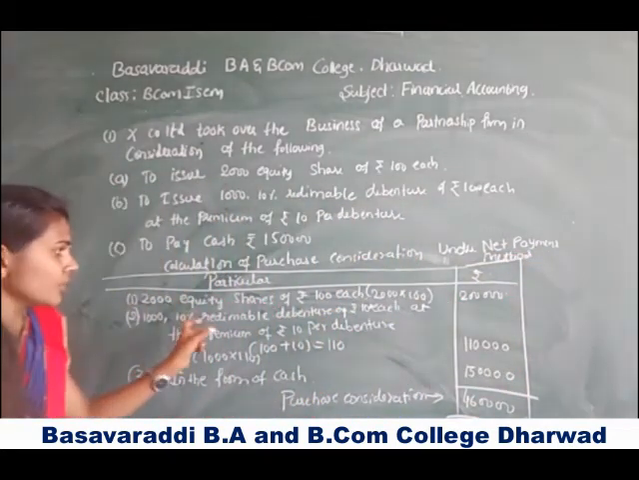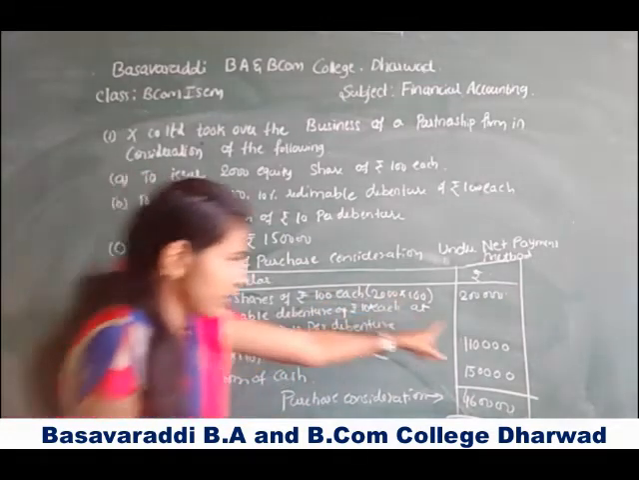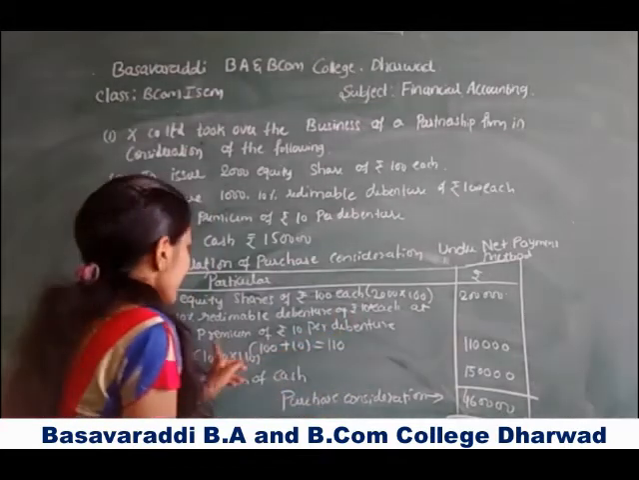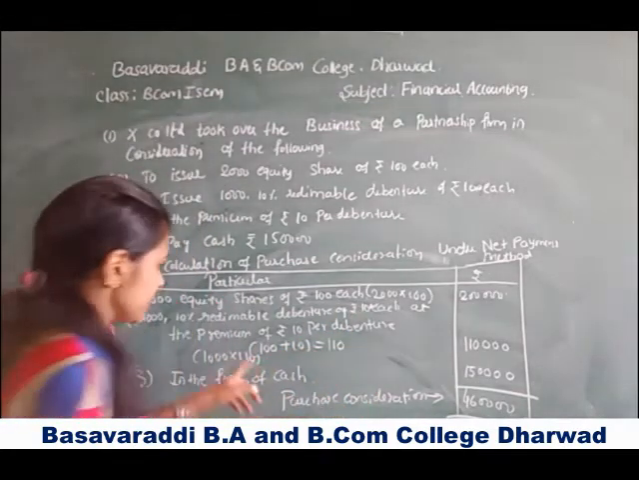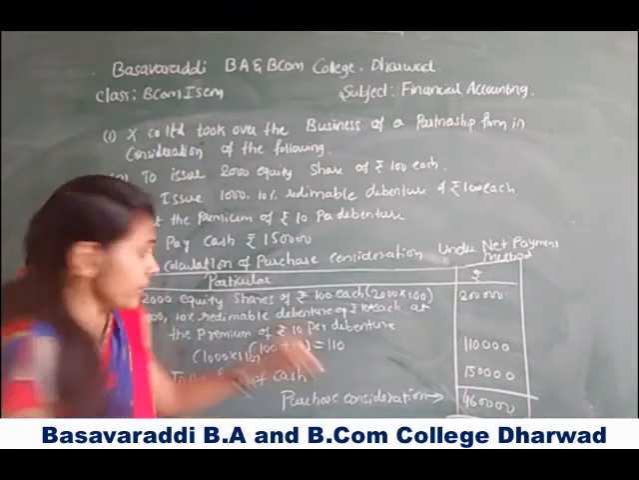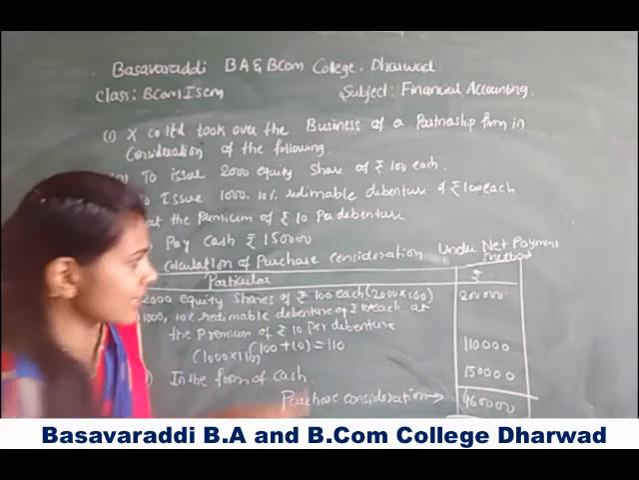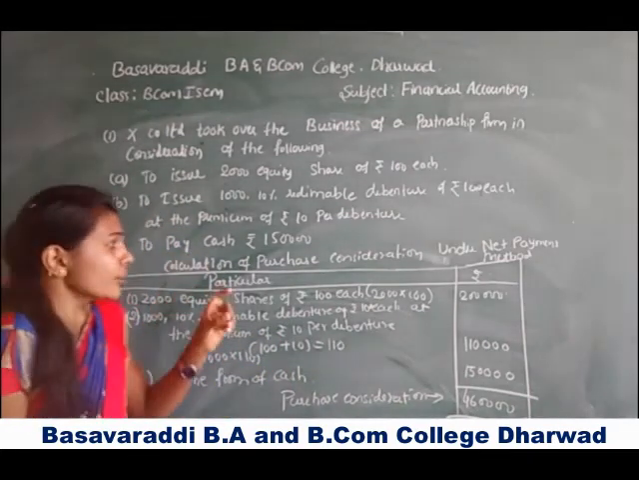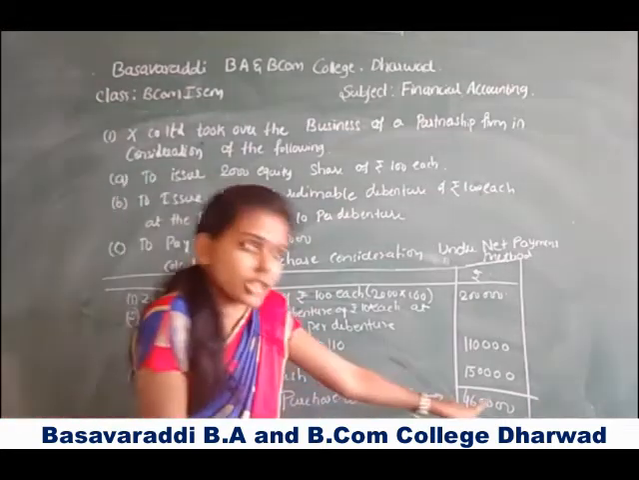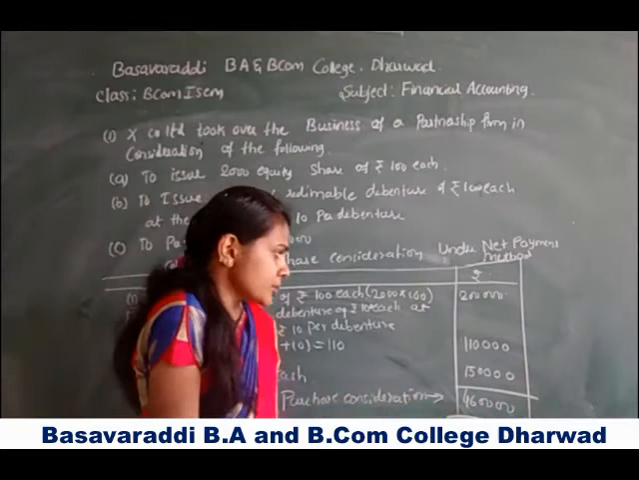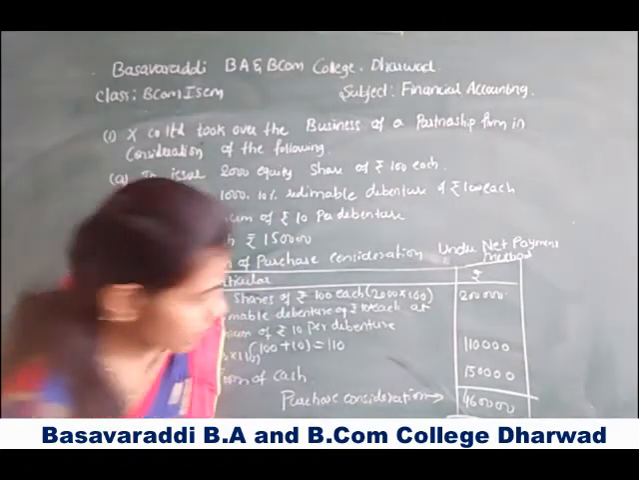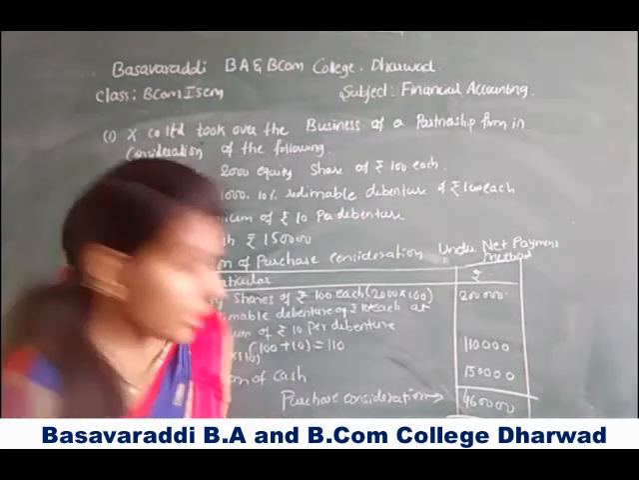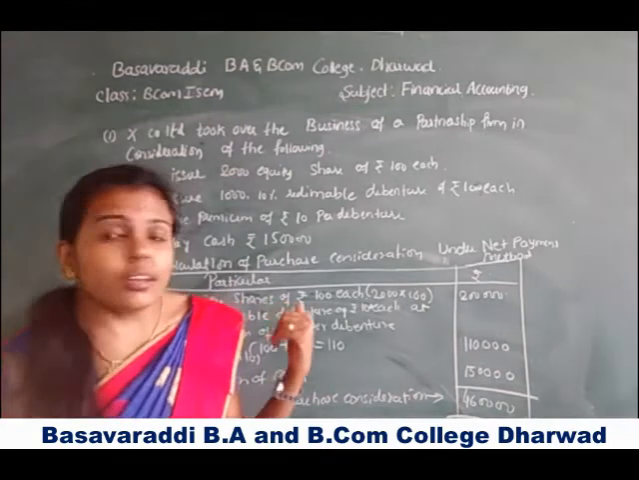Now, 2000 equity shares of rupees 100 each: 2000 into 100 is equal to 2 lakh. Next, 1,000 10% redeemable debentures of rupees 100 each at a premium of rupees 10 per debenture: 100 plus 10 is 110, and 110 into 1000 is equal to 1,10,000, the total debenture amount. Next, the form of cash, to pay rupees 1,50,000. So 2 lakh plus 1,10,000 plus 1,50,000 is equal to the total purchase consideration of 4,60,000. Now this net payment method problem is solved.